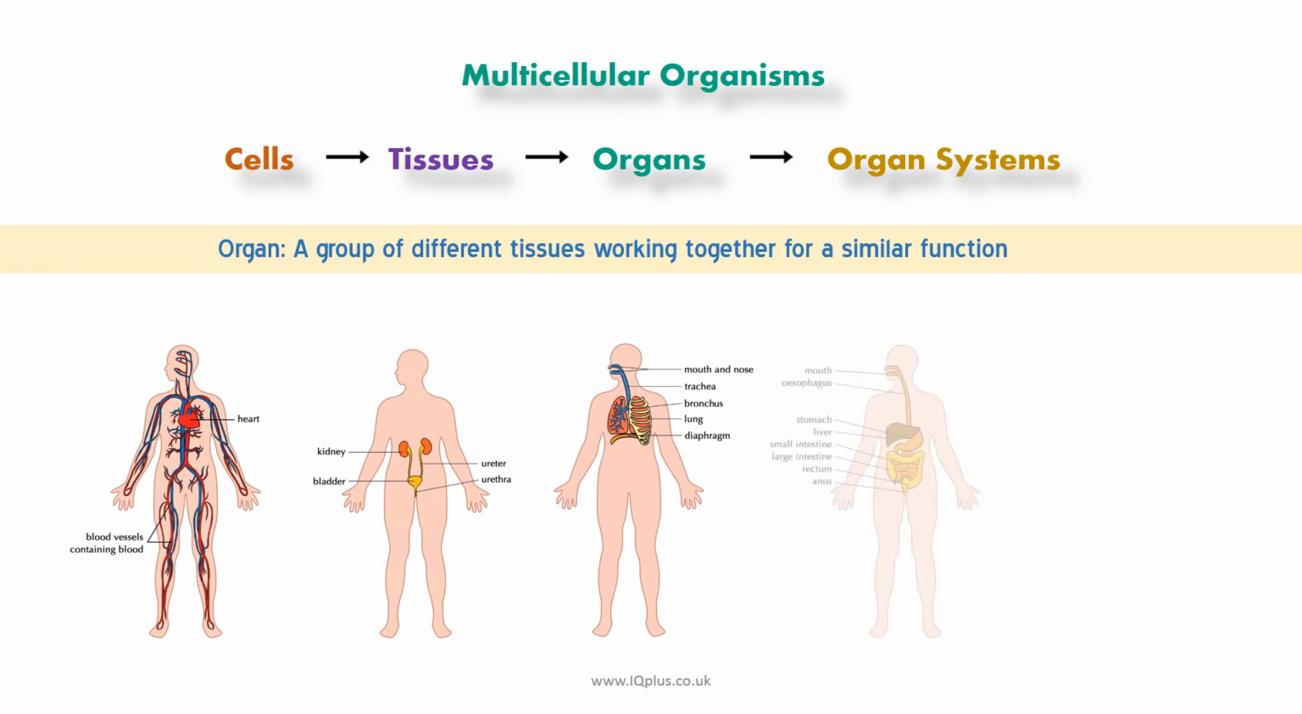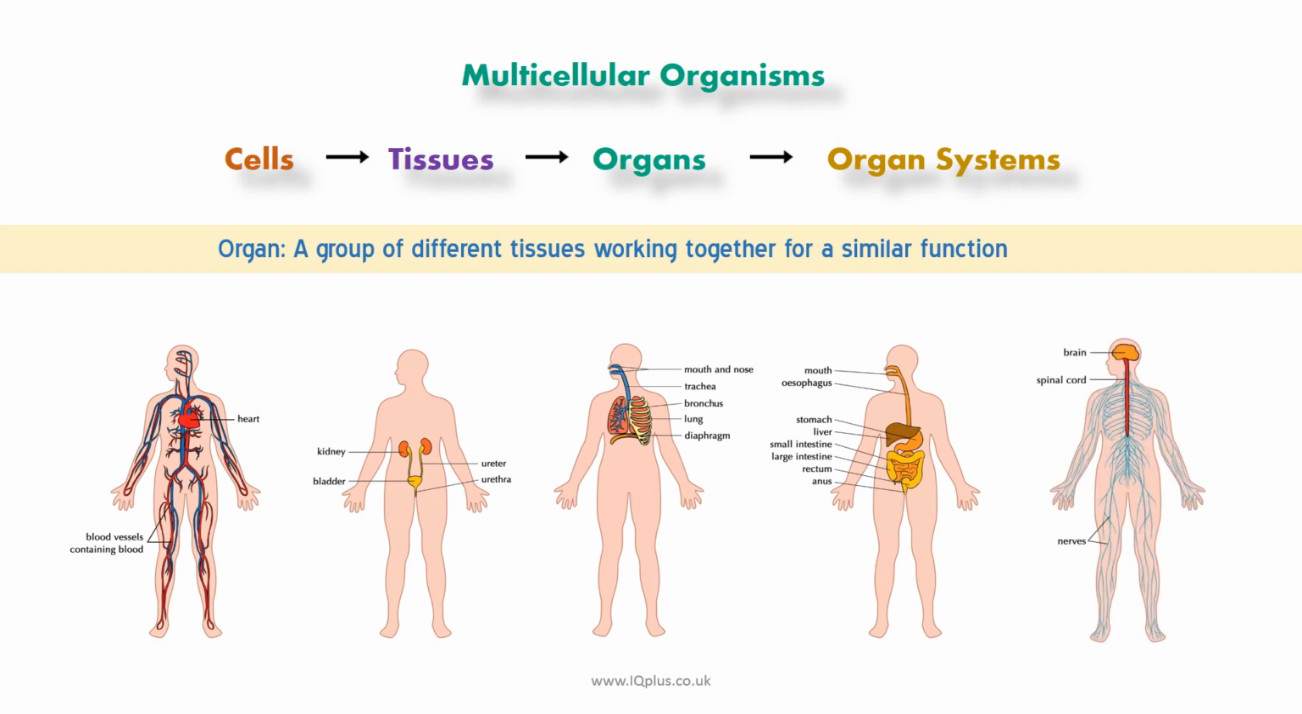The digestive system, which consists of the esophagus, the stomach, the small intestine, the large intestine, whose job it is to aid in the digestion of food. And we look at the nervous system, which is made up of the brain, the spinal cord and the peripheral nerves, whose job it is to respond to changes in the environment.